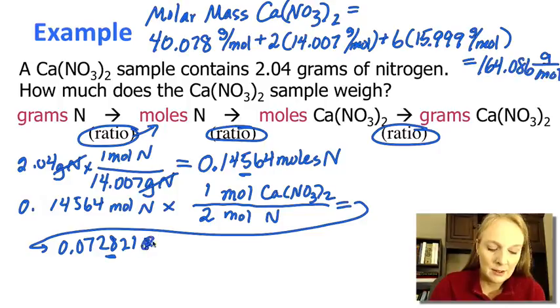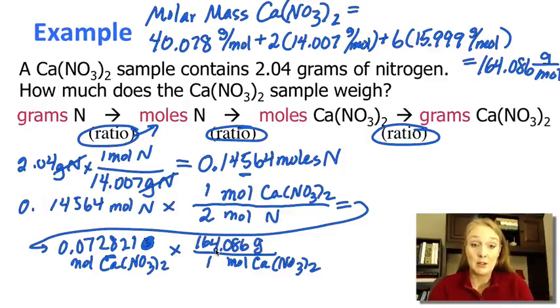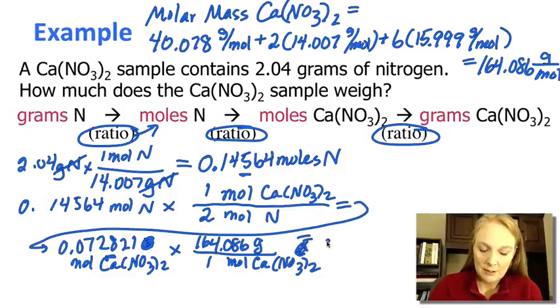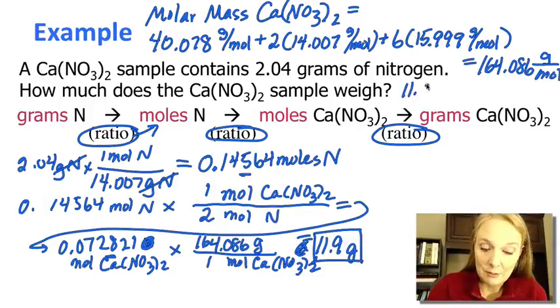So I can take this number here, sorry, I'm scribbling out because I'm being messy. This number is the moles of calcium nitrate, isn't it? The 0.0728. And I'm going to take that times, I want to have moles of calcium nitrate in the denominator. And I know that I have 164.086 grams in 1 mole of calcium nitrate. So I do that multiplication and I find that I have 11.9 grams. So this sample has a mass of 11.9 grams.